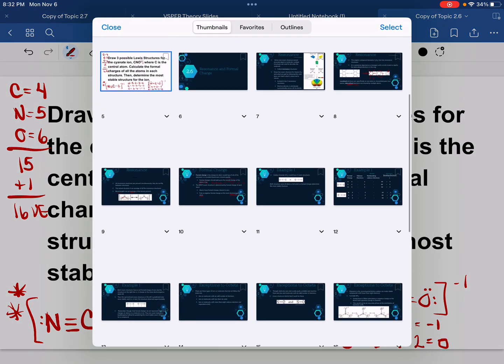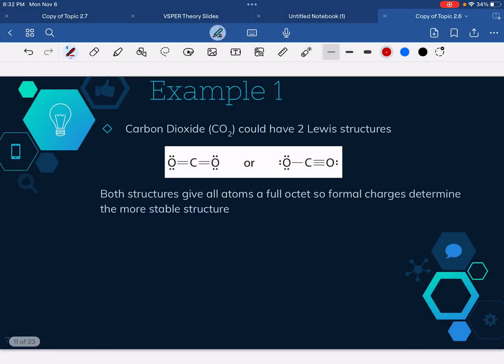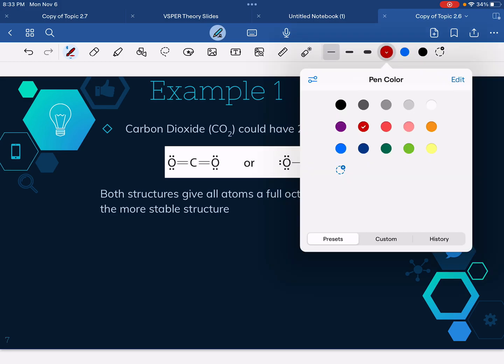All right, so let's go back down to here. Okay, so carbon dioxide could have 2 different Lewis structures. It could have carbon with 2 double bonds, or it can have a carbon with 1 single and 1 triple bond. And you should figure out the Lewis structure to try to figure out what is the best.